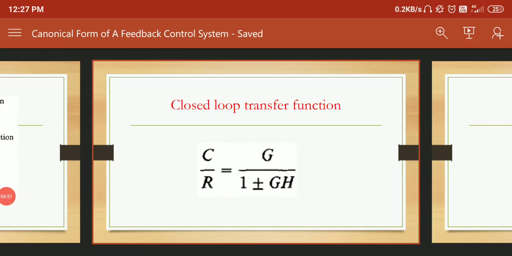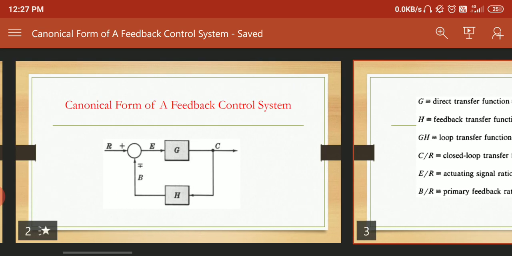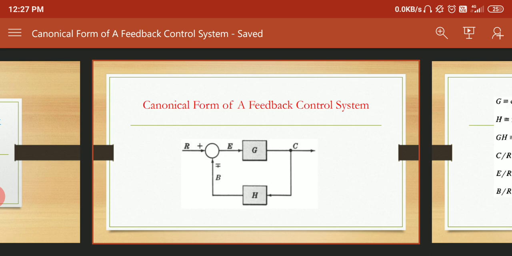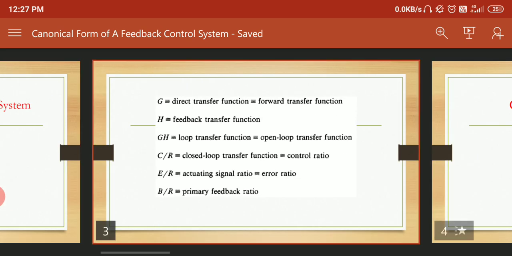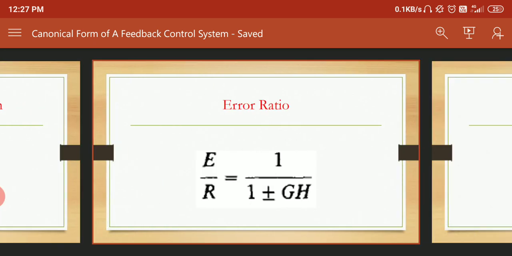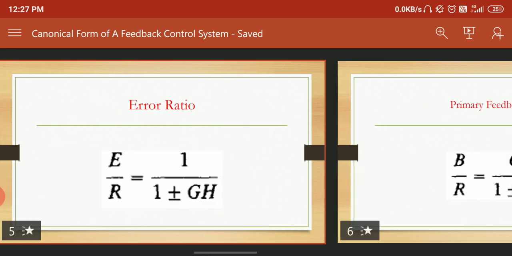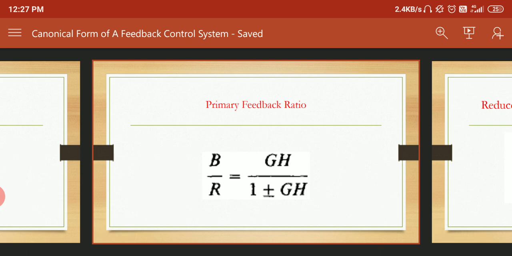So we have to calculate the closed loop transfer function, that is C upon R. The formula is C upon R is equal to G upon 1 plus or minus GH, and G and H are the two blocks represented here. Then for error ratio, that is actuating signal ratio, E upon R is 1 upon 1 plus or minus GH. And the last one, primary feedback ratio, B upon R is equal to GH upon 1 plus or minus GH.